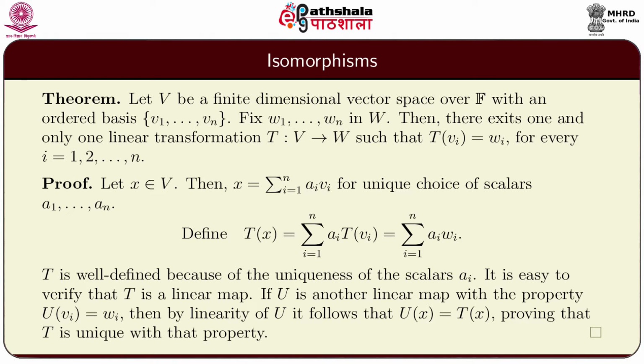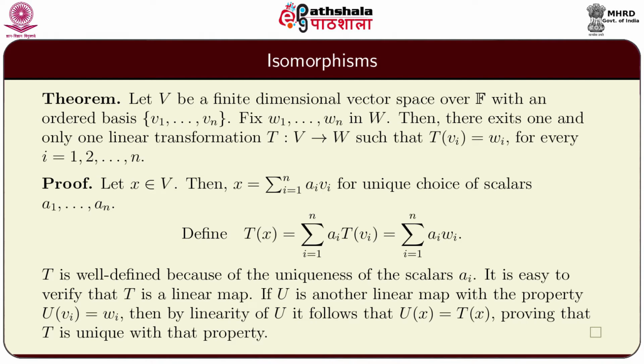Why is that so? Because for Vi the scalars ai are nothing but ai would be 1 and all other scalars would be 0, and therefore T of Vi would be exactly equal to Wi because of the way we define T. Now we have to show that T is the only such linear transformation with this property, that is T of Vi is equal to Wi.